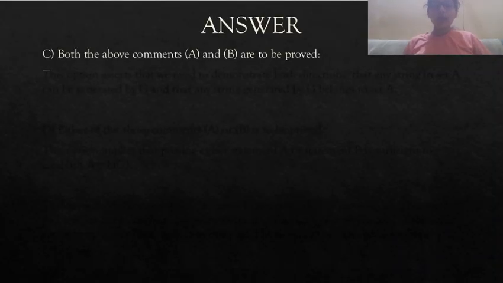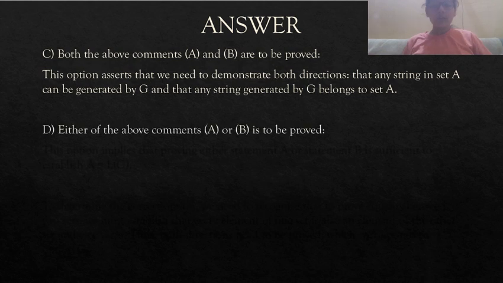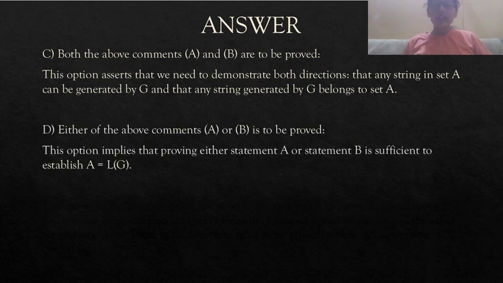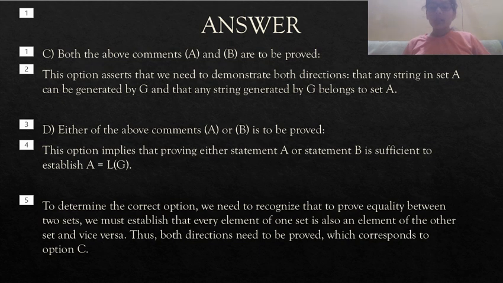Third option is both the above comments A and B are to be proved. This option asserts that we need to demonstrate both directions: that any string in set A can be generated by G, and that any string generated by G belongs to set A. Fourth, either of the above comments A or B is to be proved. This option implies that proving either statement A or statement B is sufficient to establish A equal to L of G.